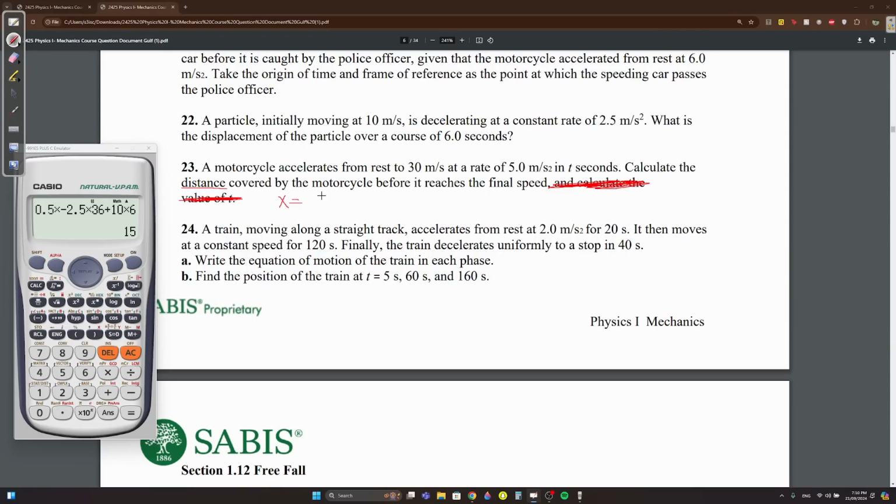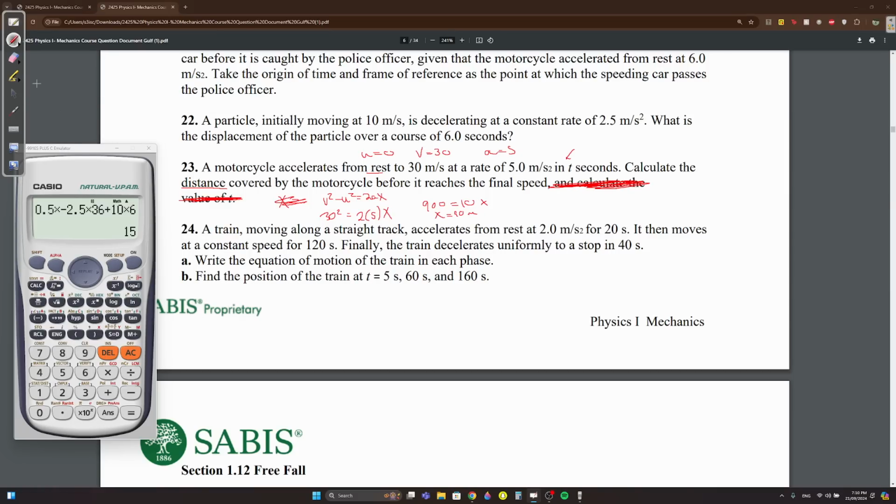I want to find x given u is 0, v is 30, a is 5. So I want to find x without time. This is a very useful one. Use the equation v squared minus u squared equals 2ax. You can use it a lot, when you don't have time and you want to find x. V squared, 30 squared, minus u squared, 0 squared, we don't write that, equals 2 times acceleration 5 times x. You get 900 equals 10x. You get x equals 90 meters.